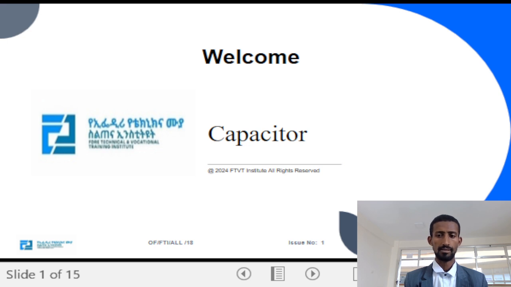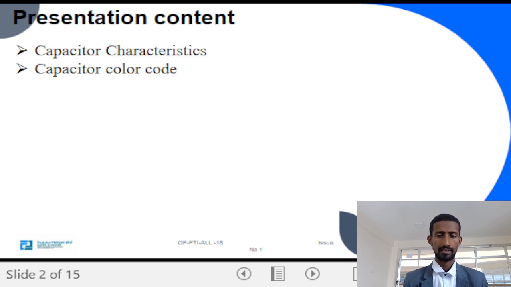In today's class, we'll see about the capacitor. That is the next topic related to the capacitor. We have seen about types of capacitor in the previous class. Right now, let's see what the capacitor characteristics and capacitor color code are. What are the capacitor characteristics? Do you know about characteristics of a capacitor?